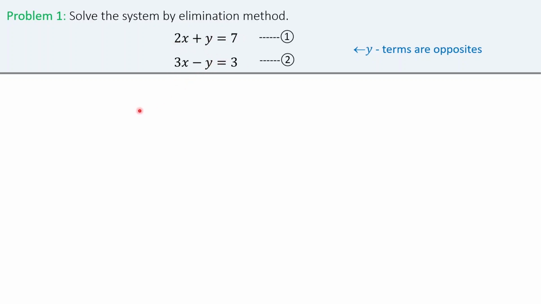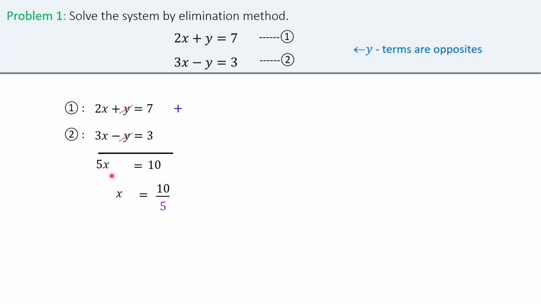So, write these equations. Now add. Positive y, negative y, you can cancel out. 2x plus 3x is 5x is equal to 7 plus 3 is 10. Now divide both sides by 5 and isolate x. You get x is equal to 10 divided by 5 is 2. So x is 2. You got the x value.